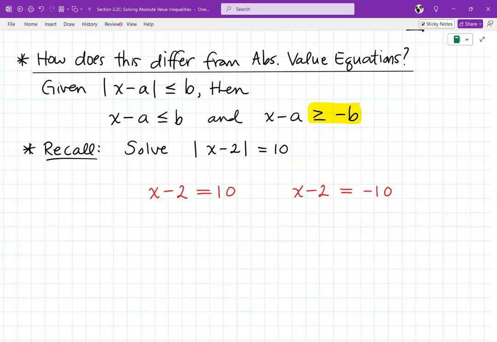Now I just have to solve both. So if I add 2, I get x equal to 12. If I add 2 on the other one, I get x equals negative 8. Oh, I'm sorry, 12. Thank you. Good catch. Extra credit.